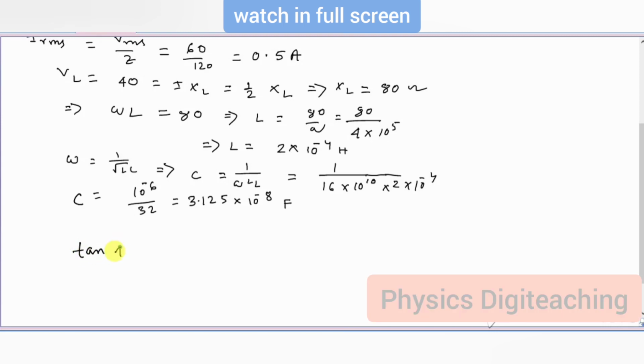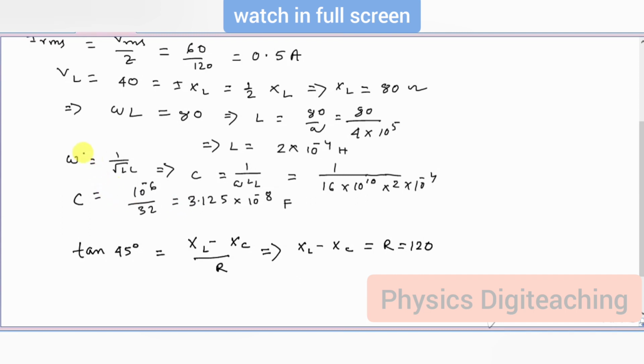For this phase relation, tan phi or tan 45 degree equal to, we know when current lags, the relation is XL minus XC divided by R. tan 45 is 1, therefore we get XL minus XC equal to R. The given value of R is 120 ohm. Therefore XL minus XC is 120 ohm.